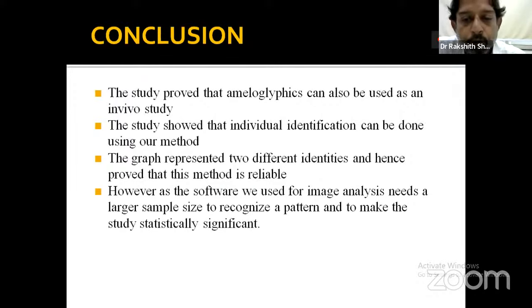However, the software used for image analysis needs a larger sample size to recognize a pattern and to make the study statistically significant. 30 patients was not a very big statistically significant study. But yes, we have started working on this project again and we have increased the sample size, maybe up to 500 cases. So once we use this, the software will definitely have a statistical significance which is going to be high.